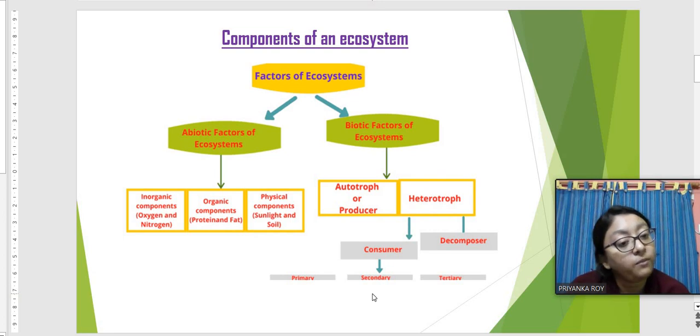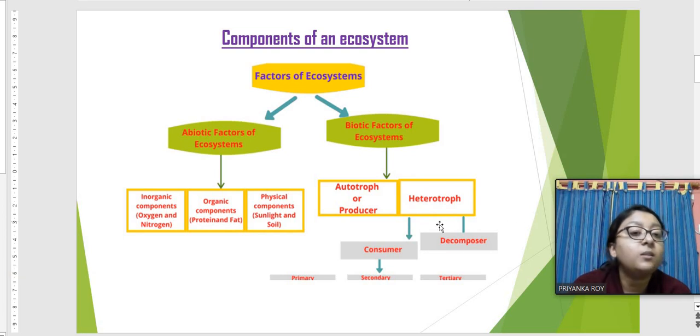They can also be omnivores. Omnivores are those animals which feed on both plants and animals. And the tertiary consumers actually feed upon the secondary consumers. So this is a chain-wise system, and these are the different types of consumers.